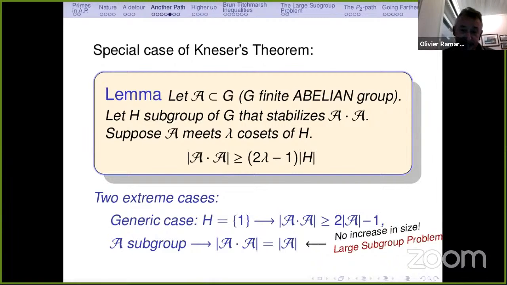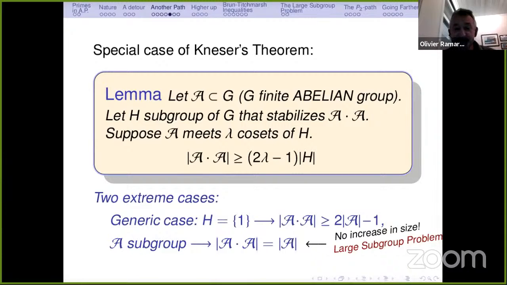But in a finite abelian group, we have an additional problem. A could be a subgroup. If A is a subgroup, A times A is A. So you haven't saved anything. So you have these two extremal cases. Either you have a subgroup, or you're like in Z. Okay.